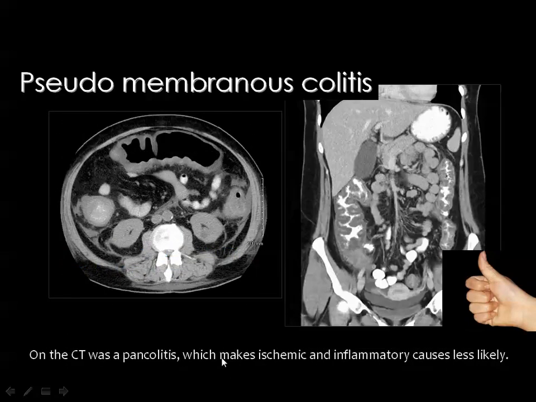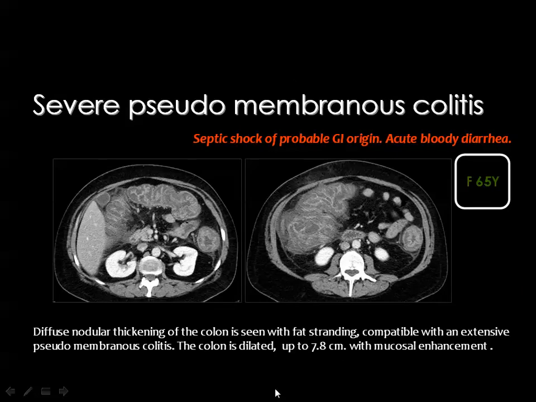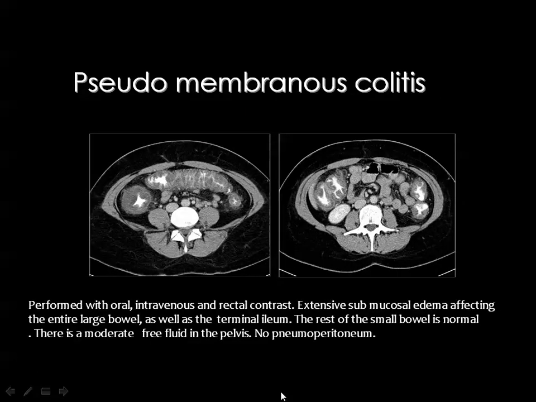And if you look at the CT scan of the same case, you can appreciate the typical appearance of this disease. And this is another case of a female patient with septic shock, suspected to be of possible GI origin, and she also has acute bloody diarrhea. And you see severe dilatation of the right side of the colon, and the typical appearance of mucosal thickening and mural thickening with stranding of the pericolic fat. This is also a classic appearance of pseudomembranous colitis, showing the previously mentioned data.